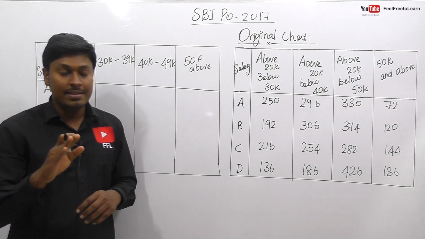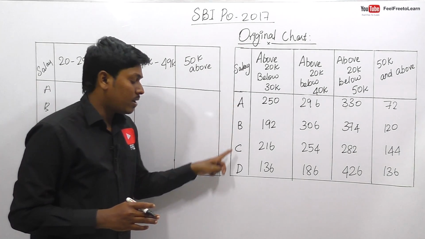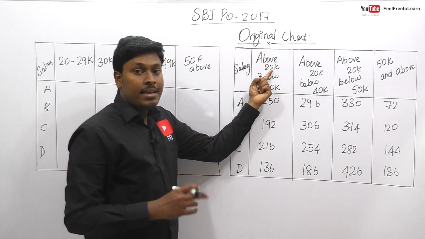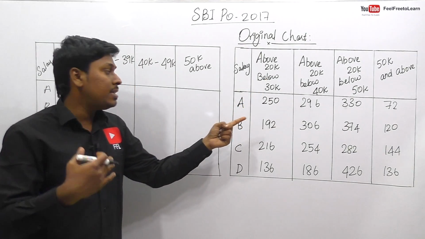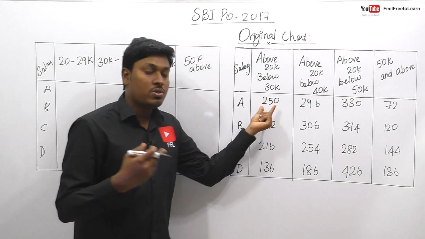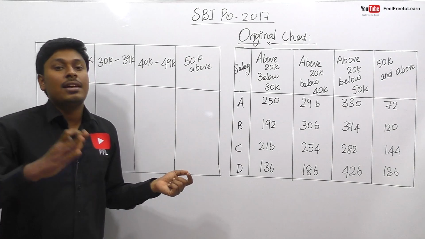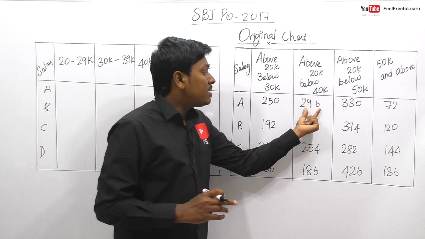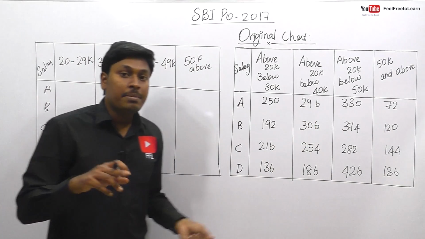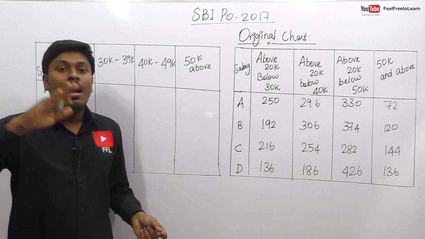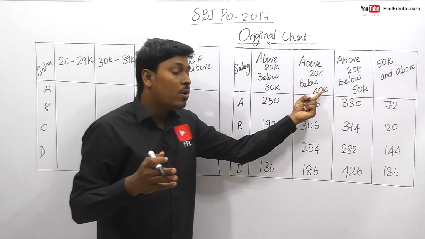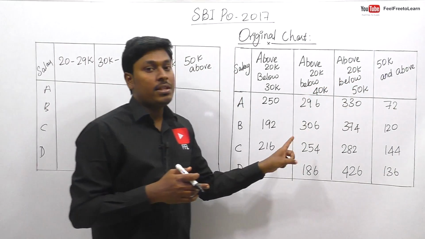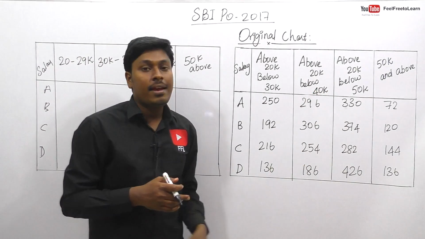Listen here friends, first of all there are 4 companies, right? And the persons who are getting a salary above 20,000, below 30,000 will be 250 members. So 250 members are getting a salary that is above 20,000 and below 30,000. And here there are 296 members, but they are getting a salary above 20,000 and below 40,000. Similarly, here it is above 20,000, below 50,000, and the last is 50k and above.